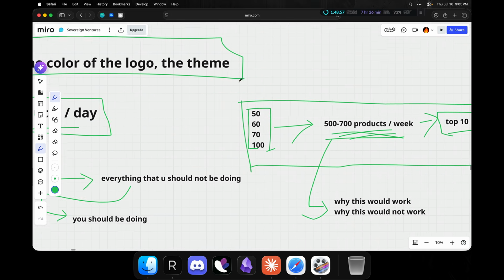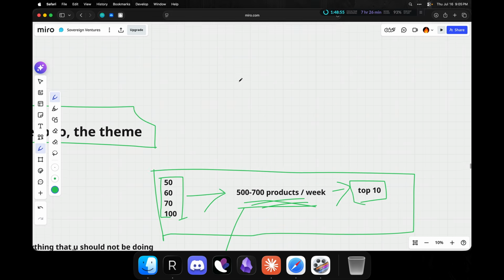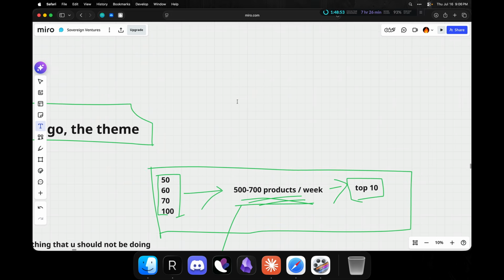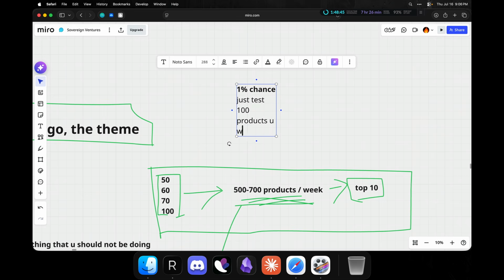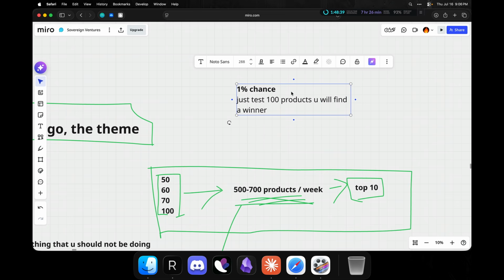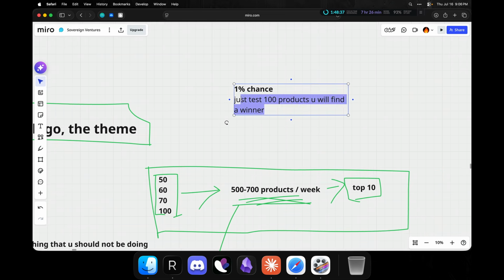So what ends up happening with most people is that you will eventually find a winner. This is guaranteed, because even if you have a 1% chance of finding a winner, if you just test 100 products, you will find a winner. And obviously, you learn something from every test, so definitely you have more than a 1% chance. If you just stay long enough, you will find a winner.